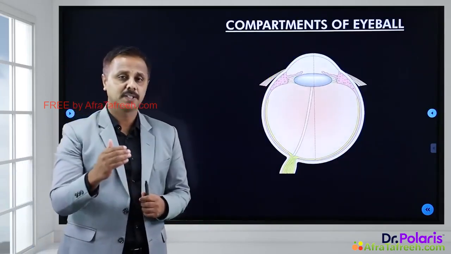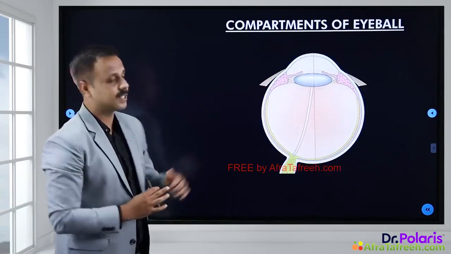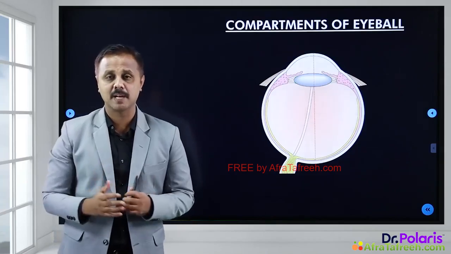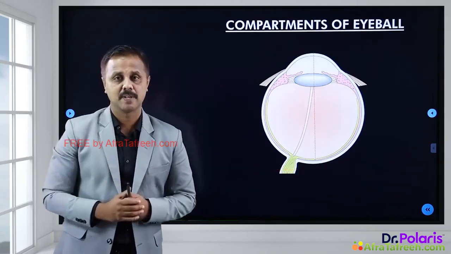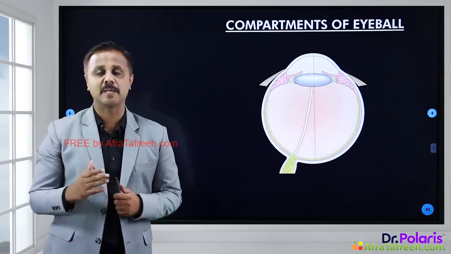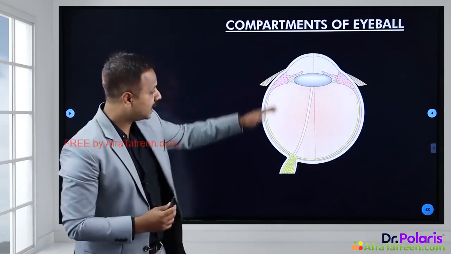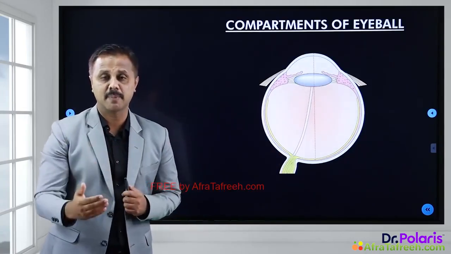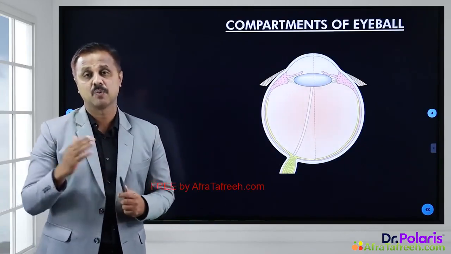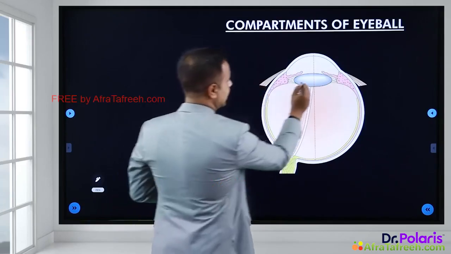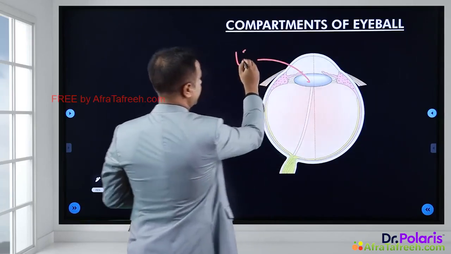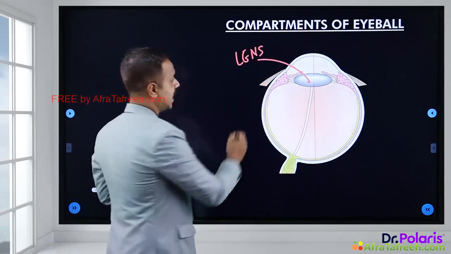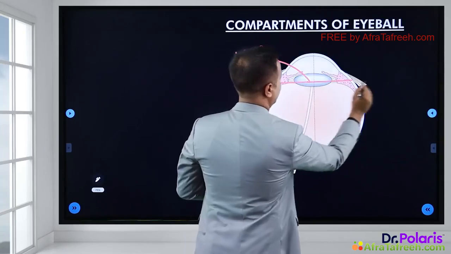Once we have learnt about the three tunics, we need to understand the terms like compartments of the eye or compartments of the eyeball and chambers of the eyeball. Now let's try to understand this. What do we mean by compartments? The entire eye or the globe is divided into two compartments, anterior compartment and posterior compartment. What divides it? It is the lens. So this is the lens which is present in the eyeball, and this divides the entire eyeball into two segments.